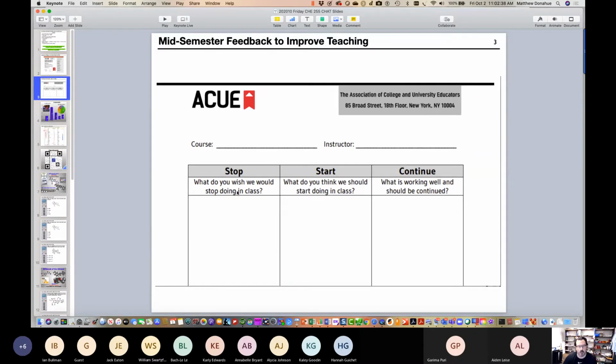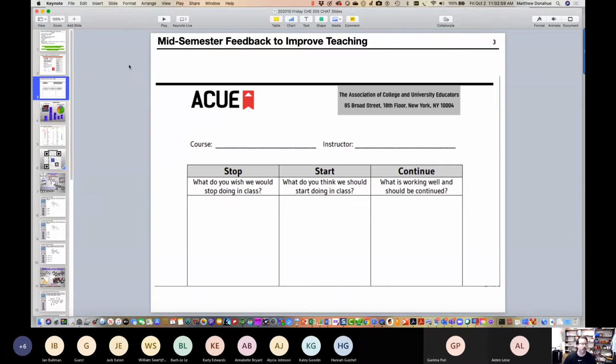So what do you wish we would stop doing in class? What do you think we should start doing? And what is working well for you? Again, in the virtual teaching environment, this is a little bit different than normal. So I expect you to be honest, really, and really let me know how this learning experience can be made better for you. Again, that's in Canvas. If you have any questions, shoot it in the chat or send me an email.